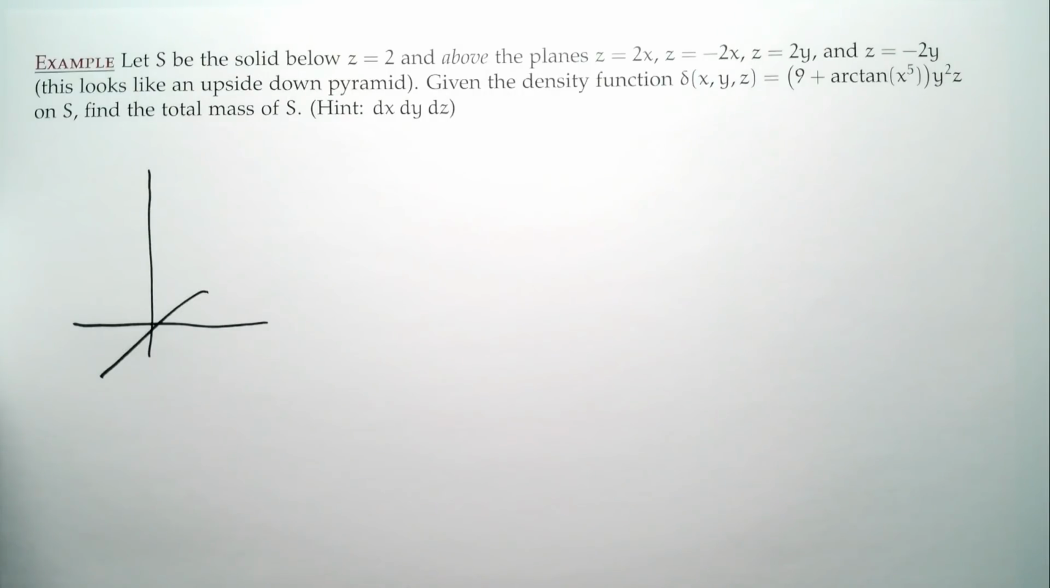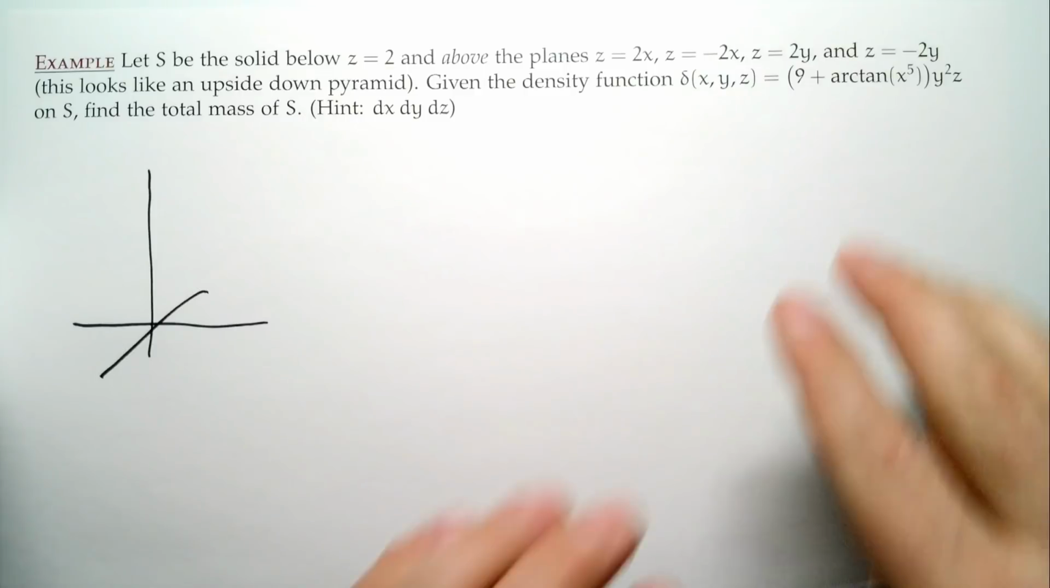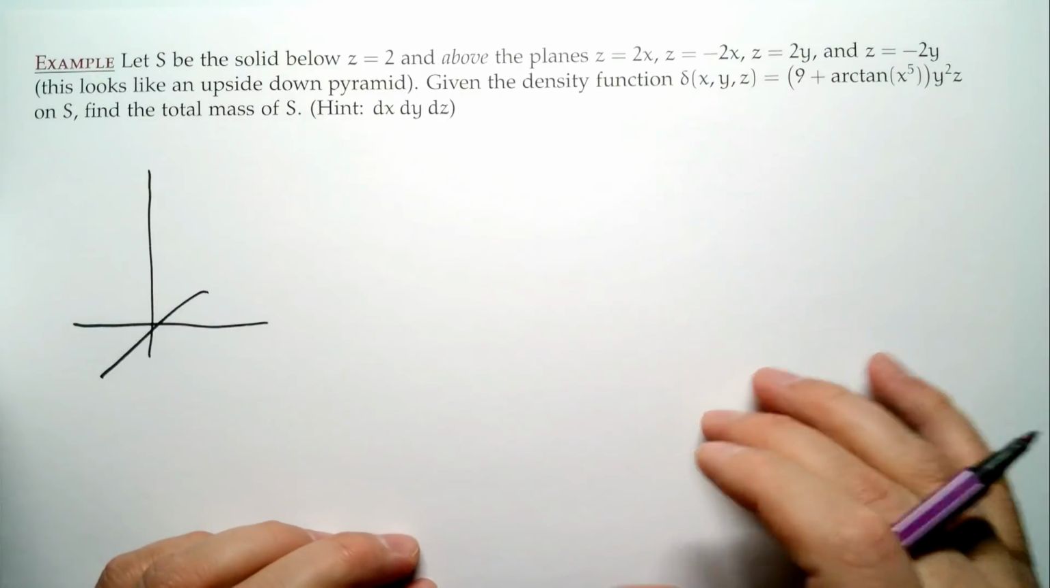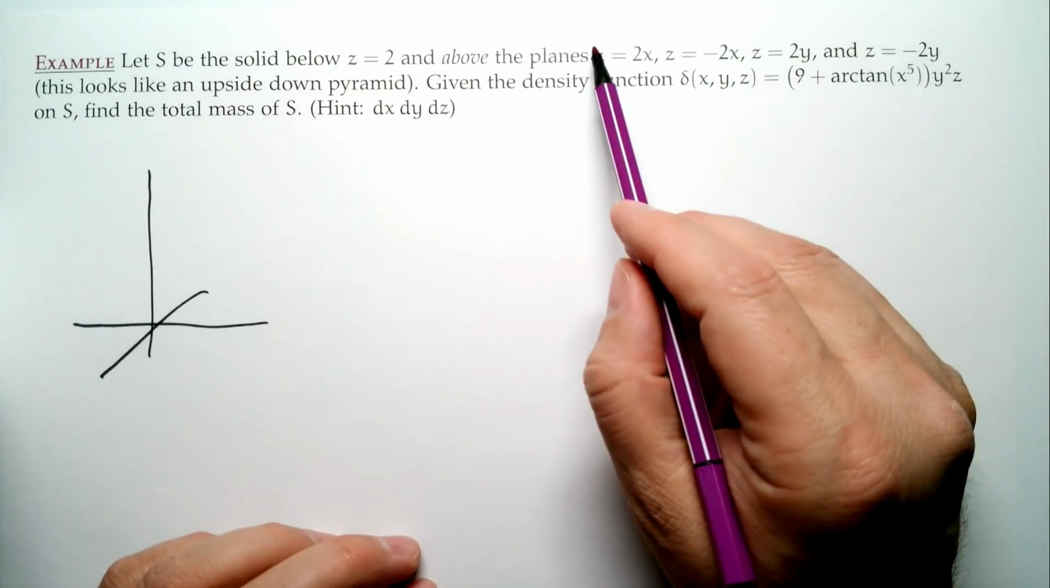And there's a note, this looks like an upside down pyramid. Now, given the density function, delta of x, y, z is whatever, we'll get to that later, find the total mass. Now, it's not hard to find mass, you integrate density, so the hard part of this problem is going to be setting things up. So it's good to understand what things look like. So let's sort of take things and put them together.